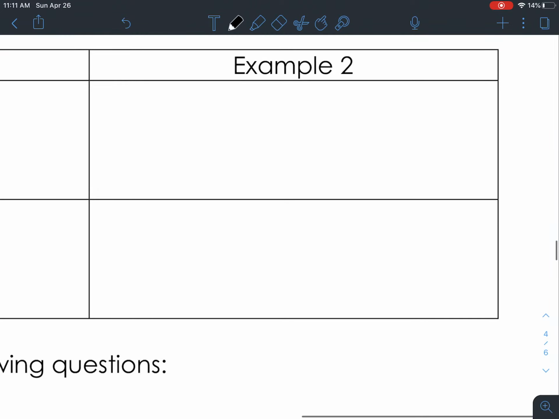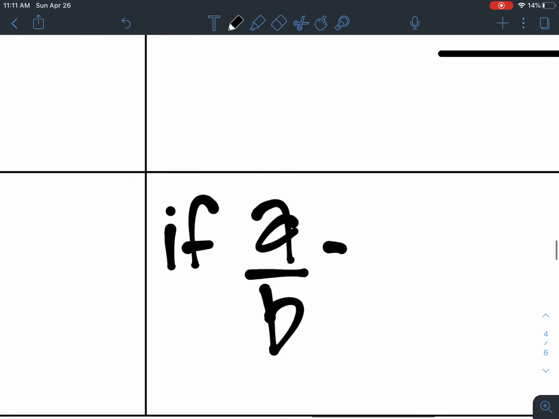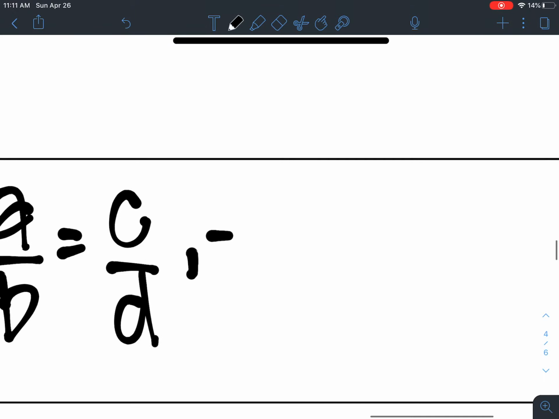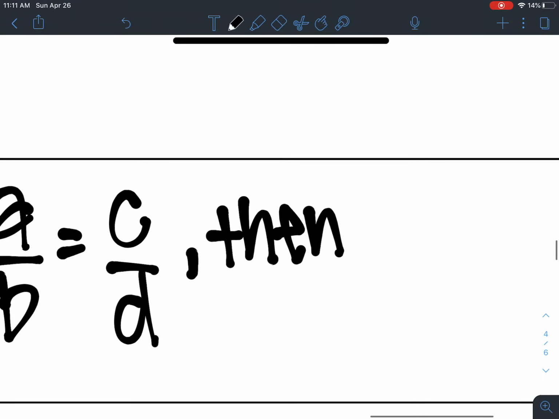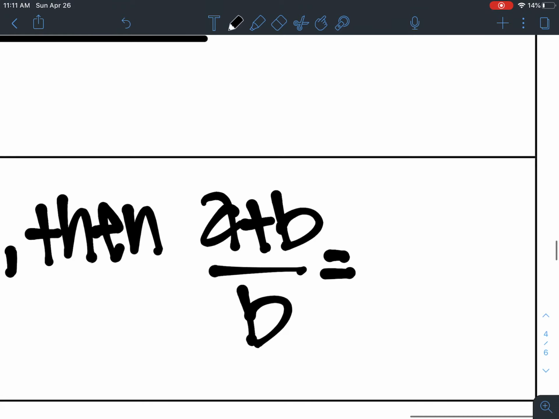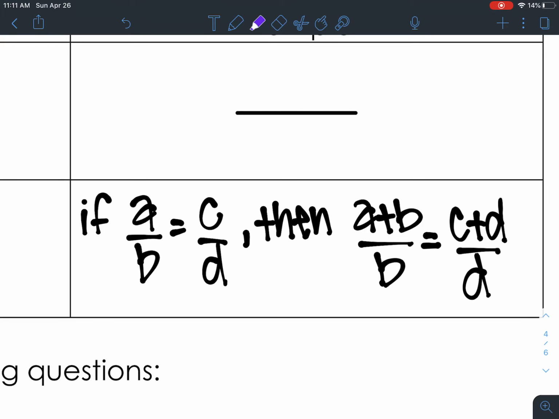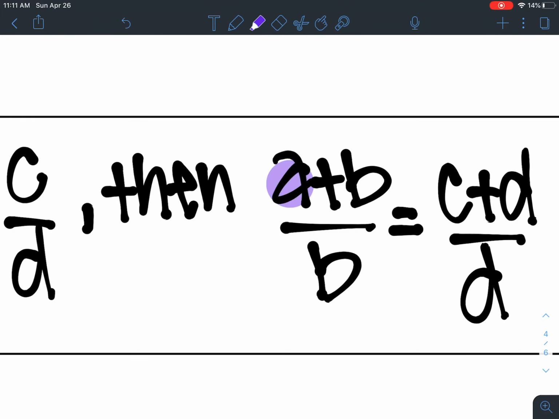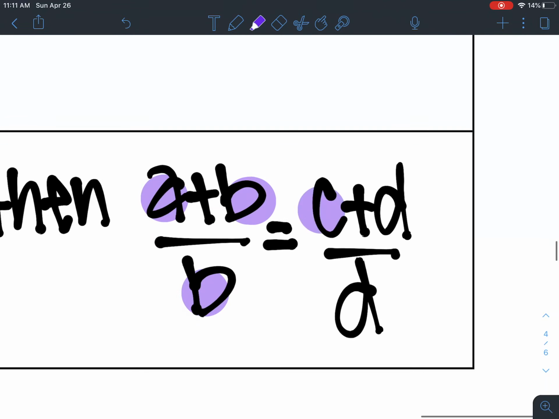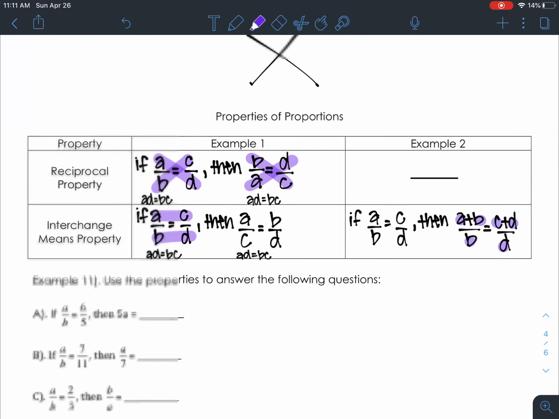Now, there's not a second example for reciprocal. The second example for interchange is going to look a little bit different. We start off, once again, with if A over B is equal to C over D, then, and you can do different variations of this, what if I did something like A plus B over B is equal to C plus D over D? Look at the pattern. Do you see how from the hypothesis to the given it's just numerator plus denominator over denominator, and then numerator plus denominator over denominator? As long as that pattern holds true for both sides, it should be fine.